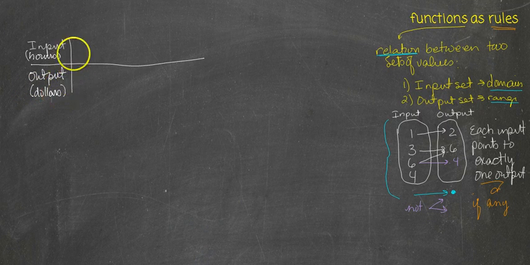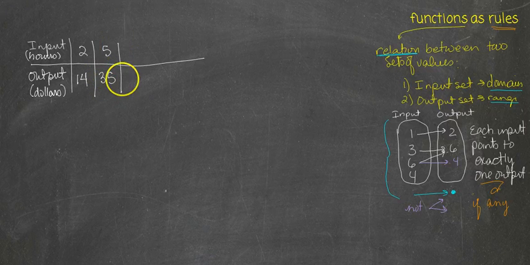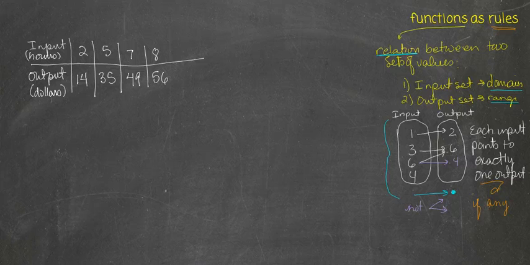So he goes to work and he works 2 hours and his boss gives him $14. Okay? He works 5 hours the next day and his boss gives him $35. The next day he works 7 hours and his boss gives him $49. And the next day he works 8 hours and he gets $56 for the whole day. So this is a relation. We can look at it as a function. It's a relationship between the number of hours Miguel works and the number of dollars he makes. But is it a function?